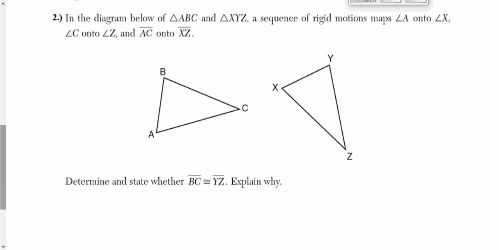You guys remember what it means if a rigid motion maps things onto things? What do you know about the things? They don't say congruent, but remember, if a rigid motion maps them, they're congruent. So I would mark those. Wouldn't A and X be congruent? And C and Z be congruent, wouldn't they? Use a double mark. And AC and XZ would be congruent, wouldn't they? Have to.